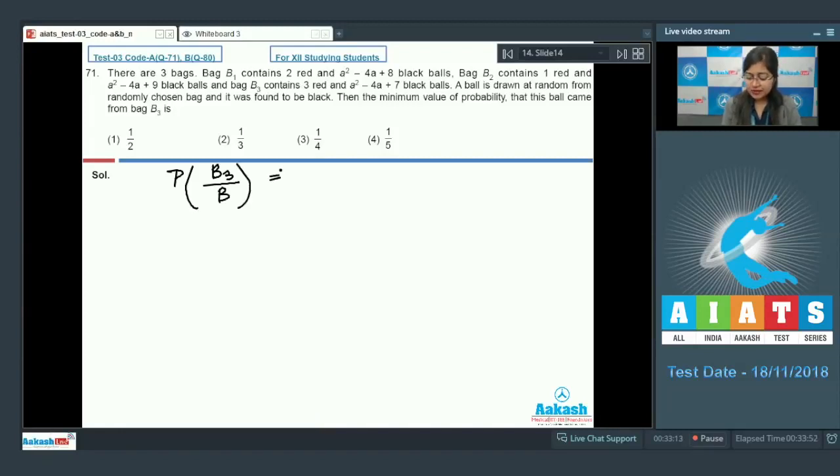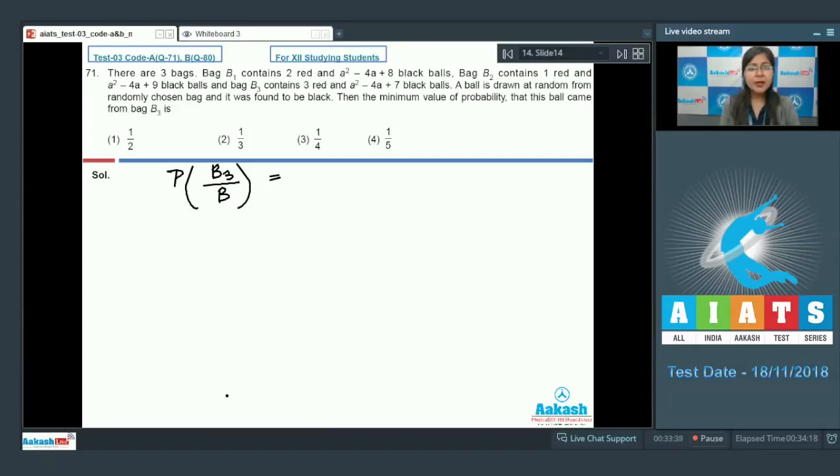So this is equal to, let B3 be the event that the ball came from bag B3, B1 be the event that the ball came from bag B1, and B2 be the event that the ball came from bag B2, right? And let us say that B be the event that the ball is found to be black, right?